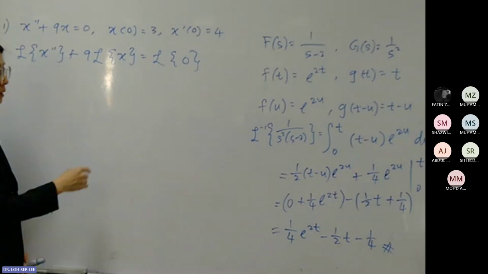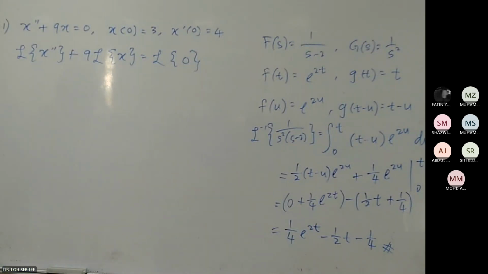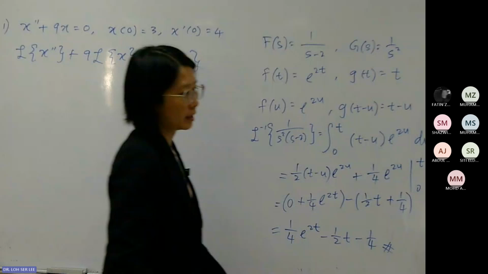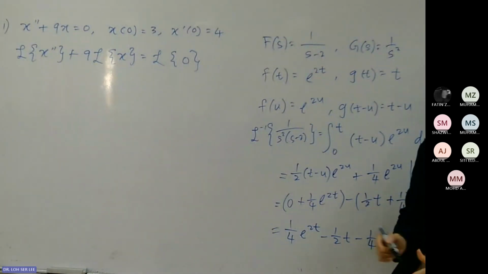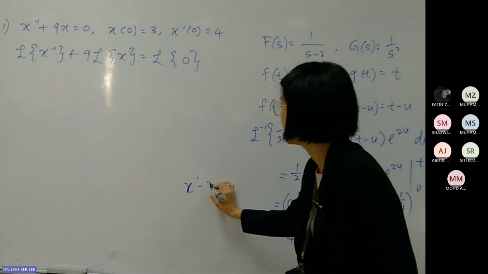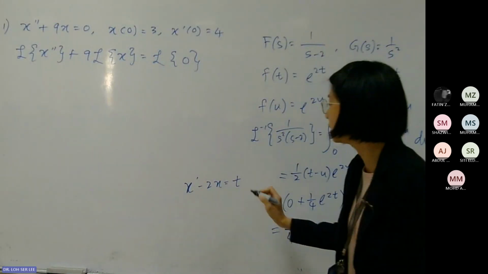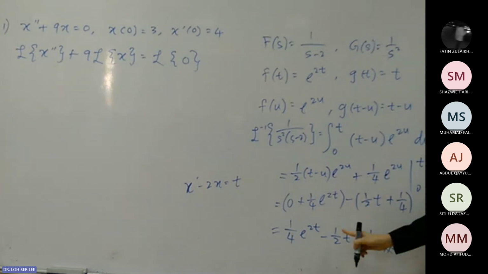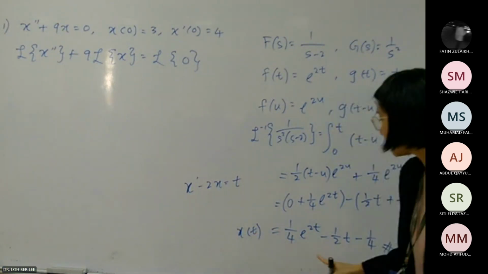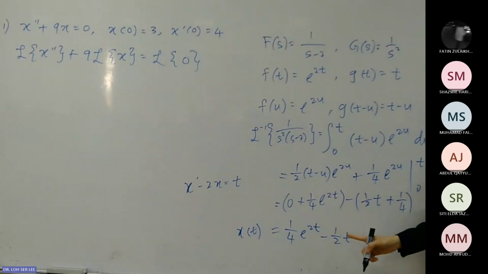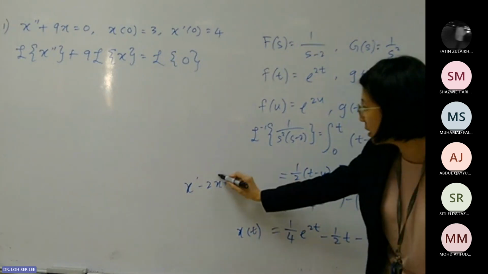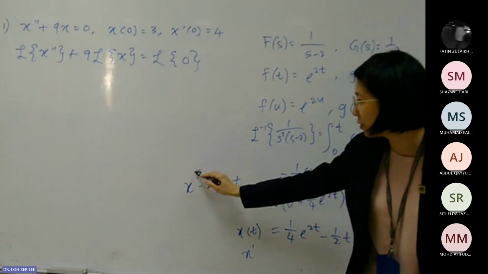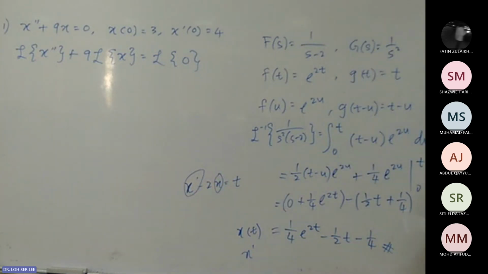Just like the example just now: x prime minus 2x equals t, right? And then this is the answer, this is your x(t). So if you want to know whether your answer is correct, you just substitute this x into here, differentiate one time, substitute into here, and see whether you get a t. If yes, then the answer is correct.